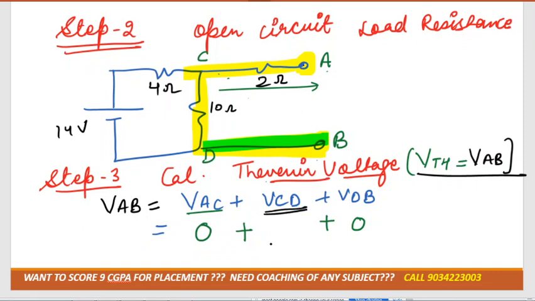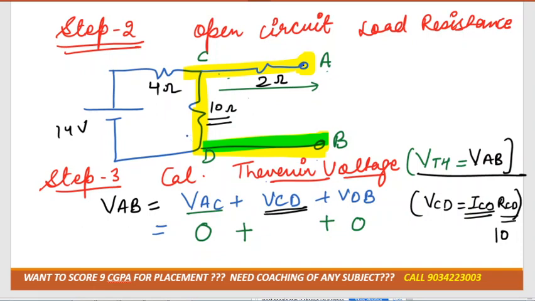Now what is left with us? VCD. As you know, according to Ohm's law, can we write down VCD is equal to ICD into RCD? RCD is how much? They have given already 10 ohm, right? And we should know the value for ICD. Can you tell me how can we get the value for current flowing in the C to D branch?